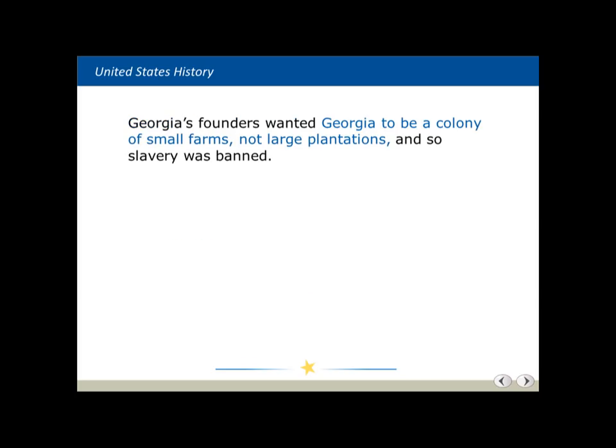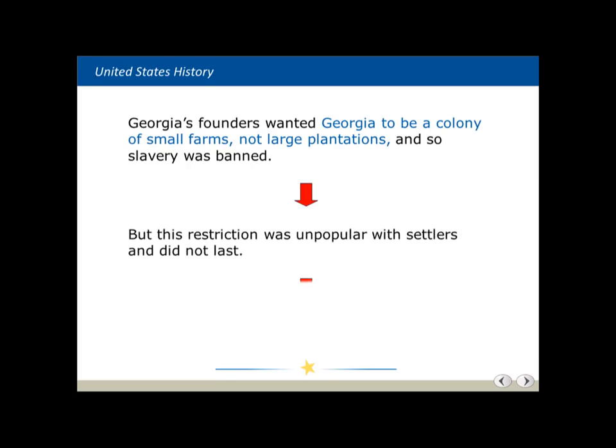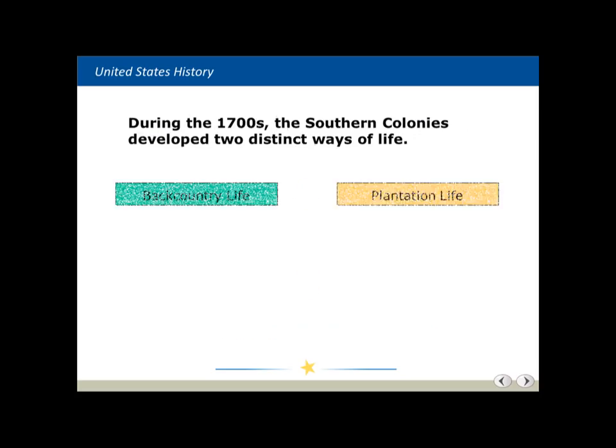Originally, Georgia's founders wanted Georgia to be a colony of small farms, not large plantations. And again, slavery was banned. Remember, slavery was primarily in the South, and it was on large plantations for agriculture, whether it be rice cultivation, tobacco farming. James Oglethorpe was against slavery, and he wanted just small farms. This restriction was unpopular with settlers. It didn't last long. And again, by 100 some years later, slavery would be legal in Georgia.